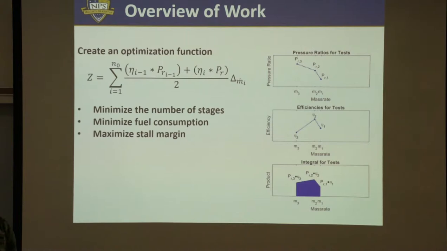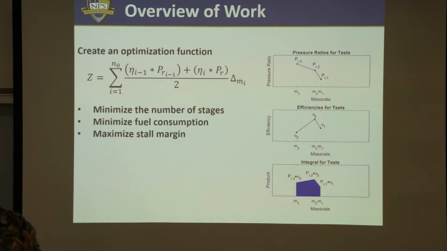So you can see, for the optimizer, we throttled at three specific back pressures, illustrated by the 1, 2, and 3. And then we have the pressure ratios plotted with respect to the mass rate. We have the efficiencies for each of those three throttling pressures. And then we have the product of the pressure ratio and efficiency. And then we take the integral of that with respect to mass rate. So you can see the area of that polygon in the lower right-hand side is actually how we're quantifying Z.